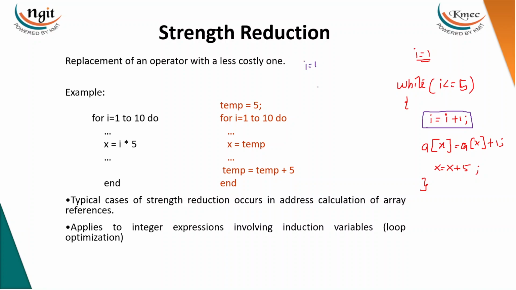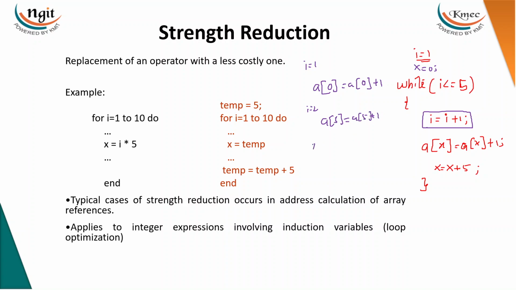When i equals 1, we are changing a of, assume that the x value is 0 initially. So a of 0 equals a of 0 plus 1. We are incrementing the 0 value. When i equals 2, then x is incremented by 5. Then we can take it as a of 5 equals a of 5 plus 1.